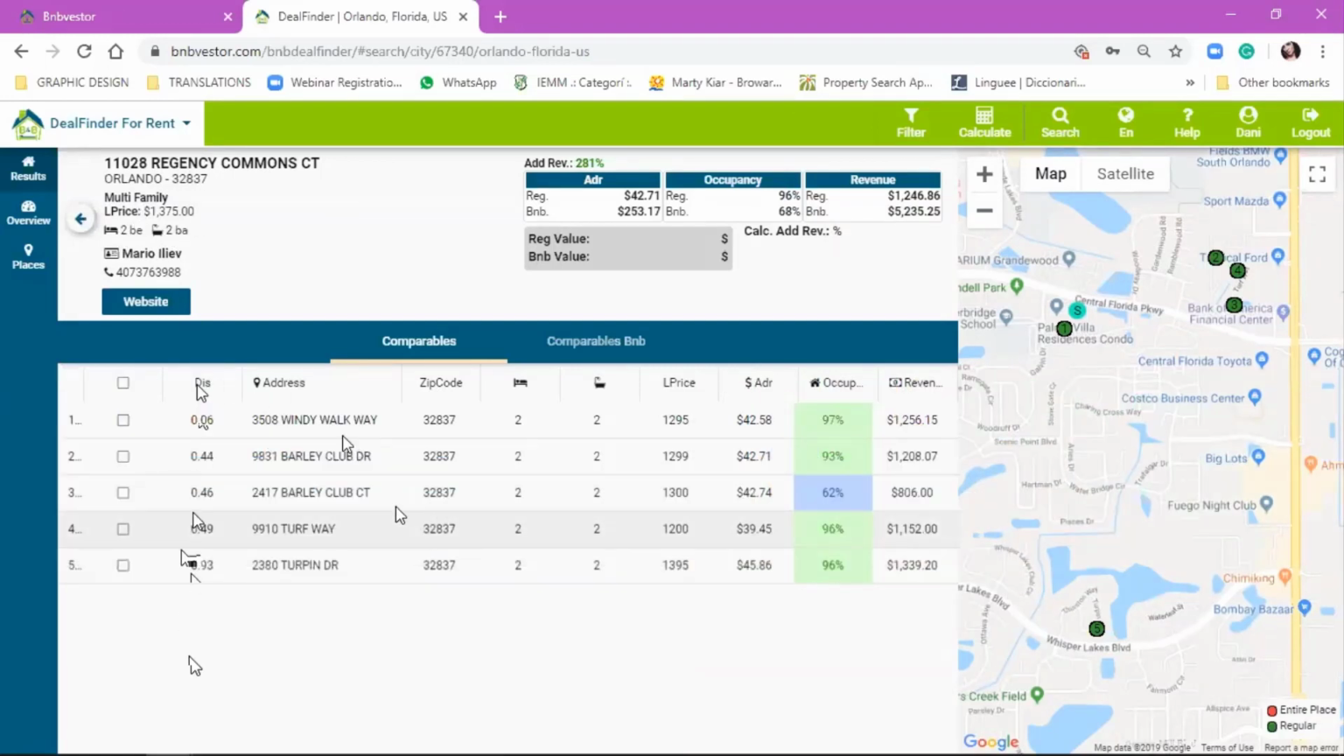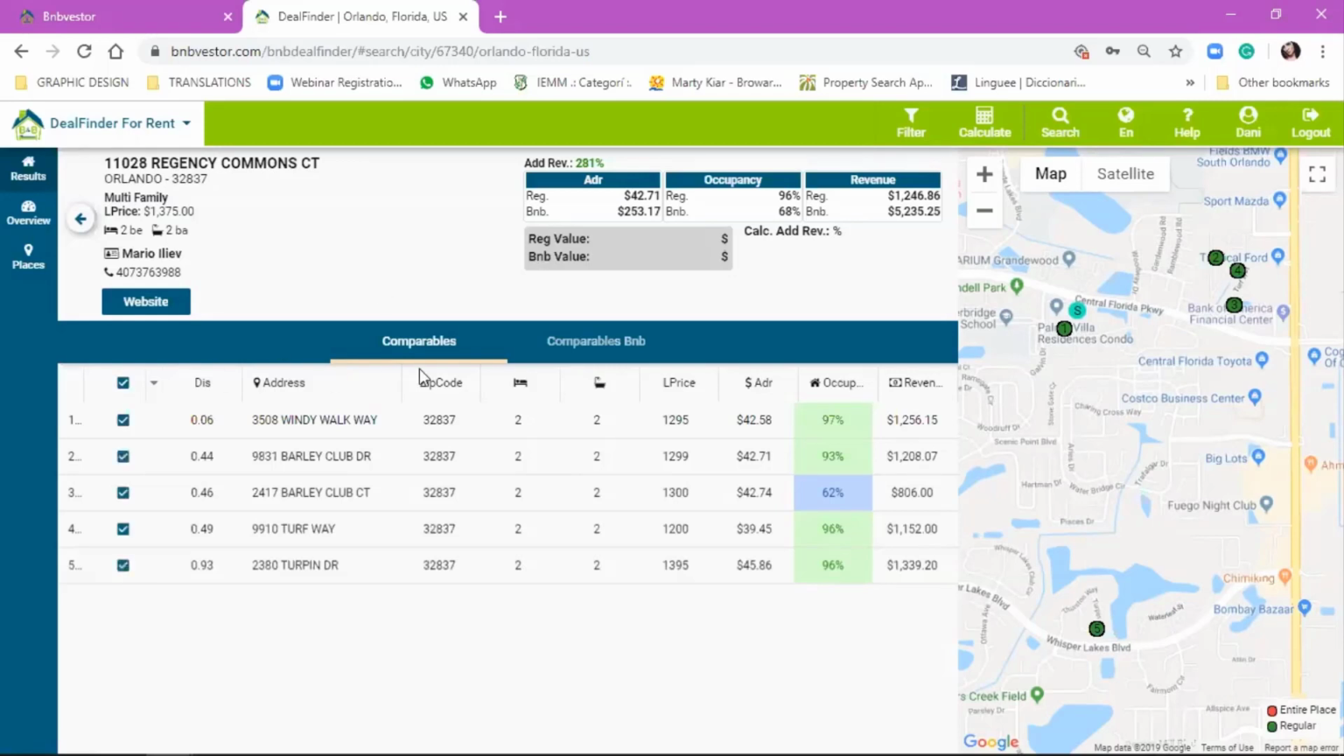But we can see down here the comparables, which is the revenue, okay? Where do we get these numbers from? We have an ADR, an average daily rate, of $42 with this property, and then it compares it to, if you put it on BNB, it would be 253. Then we have a regular occupancy of 96%, but BNB is going to be 68%. Take a look at revenue for regular rental: it's going to be $1,246. But as a B&B revenue, it's going to give you $5,235. Okay, let's take a look at why.